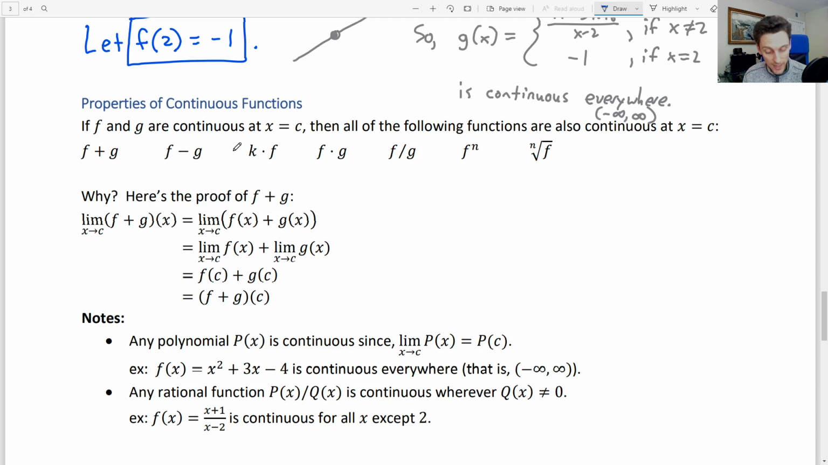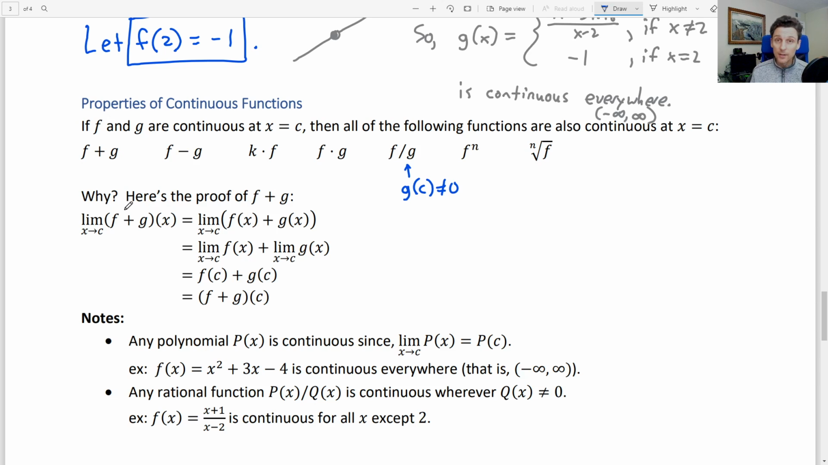And if you subtract the functions, or if you multiply them by a constant, or if you multiply the two functions together, or if you divide the two functions, or if you take a function and raise it to the nth power, or take the nth root of the function, all of these will be continuous at x equals c. The only side note is that if g of c is equal to 0, then you might lose your continuity. So here you'd have to make sure that g of c is not equal to 0. But that aside, we'll have continuity.